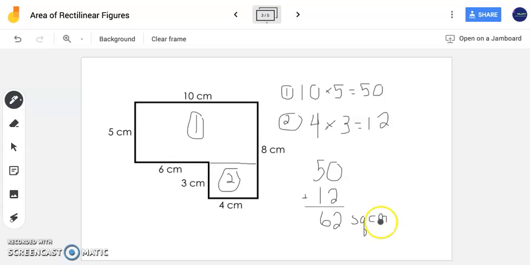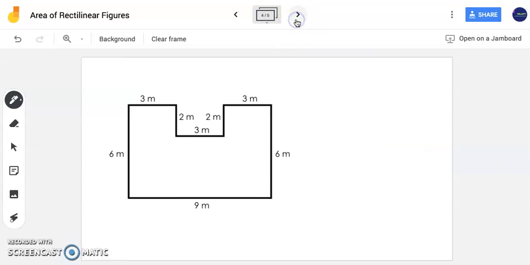Notice again, I broke this into two pieces. I found the area of each individual rectangle and then I put them together to find the total area of this rectilinear figure. Yes, this requires a few steps, but if you rewrite this on scrap paper, it should be very simple. Now, it's very important that you do rewrite this on another piece of paper.